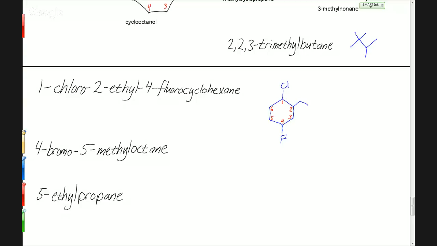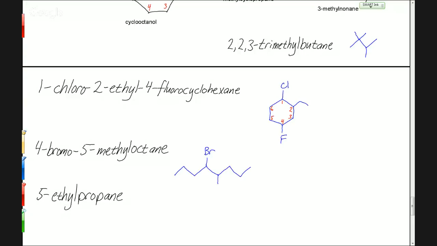4-bromo-5-methyl-octane. We're going to draw that octane first, so 8 carbons. 1, 2, 3, 4, 5, 6, 7, 8. We want a bromine at 4 and a methyl at 5. So that's 4, and this one is at 5.